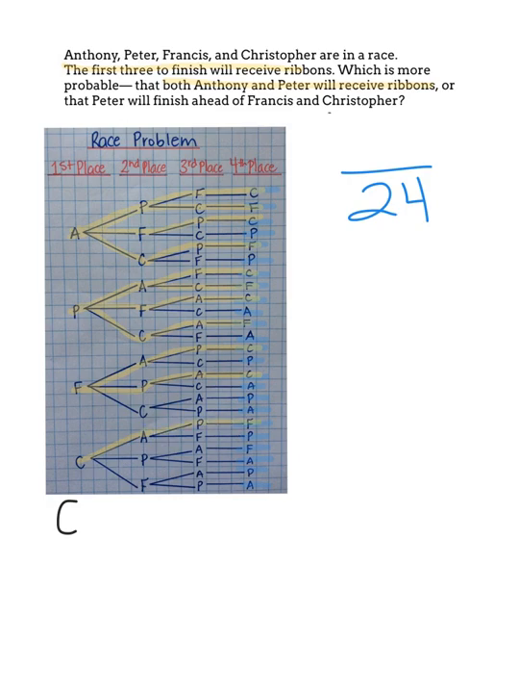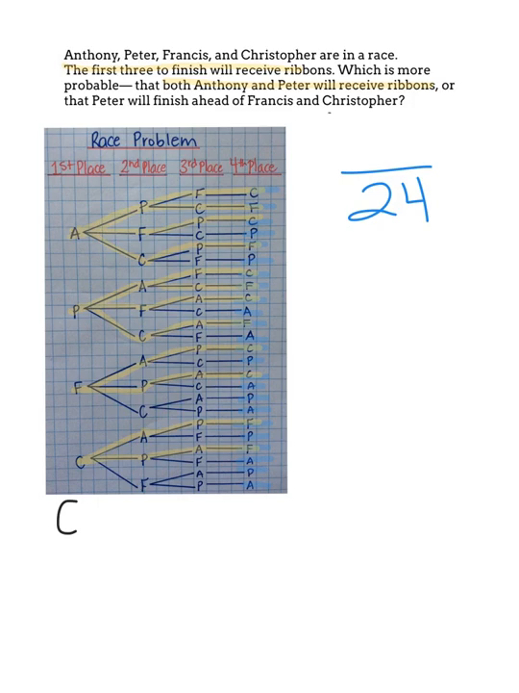But the next one doesn't work because Peter's in fourth. Christopher is in first, Peter's in second, Anthony's in third. That one works, but the next one doesn't. Anthony's in fourth. And then the next two don't work either because I've got Christopher in first, Francis in second, and that means that Anthony and Peter can't both be in first, second, or third.